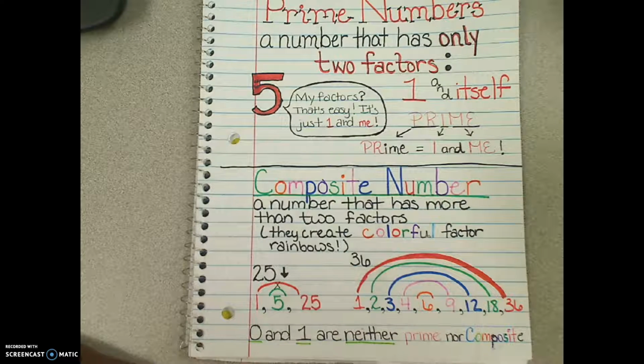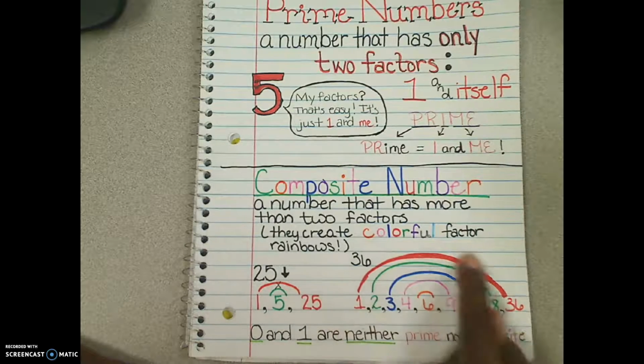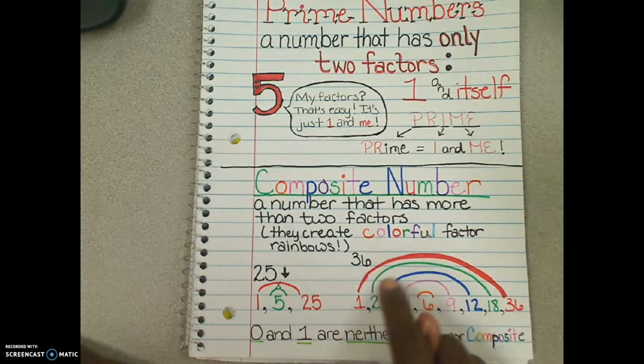So those are our factor pairs in order from least to greatest. When we write our factors, that's what I like to see. I like to see you listing them in order from least to greatest, and it helps you to come up with your factor pairs by doing your rainbows.